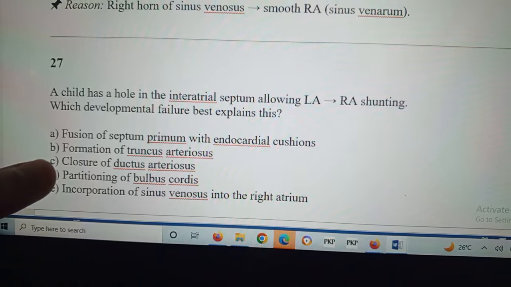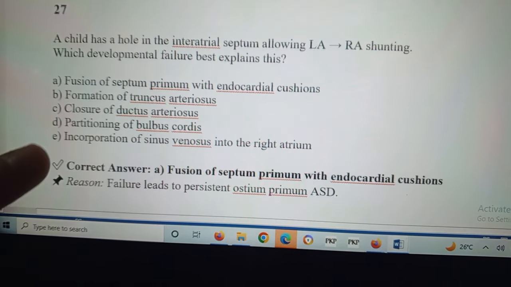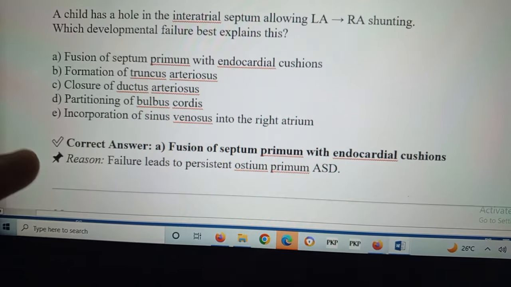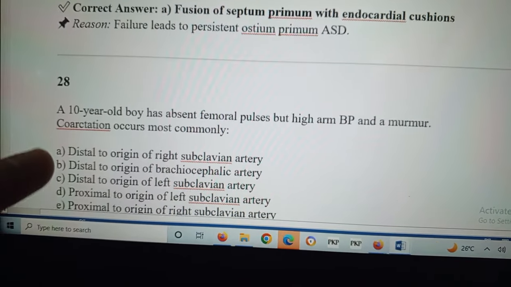A child has a hole in the interatrial septum allowing left atrial to right atrial shunting. Which developmental failure best explains this? Fusion of the septum primum with endocardial cushion failure leads to the persistent ostium primum ASD.